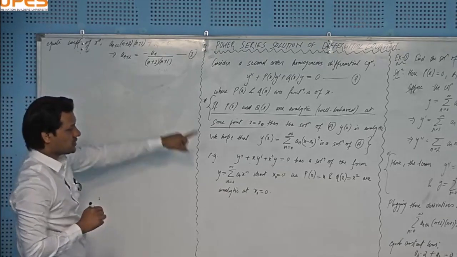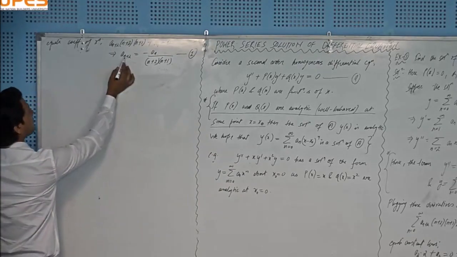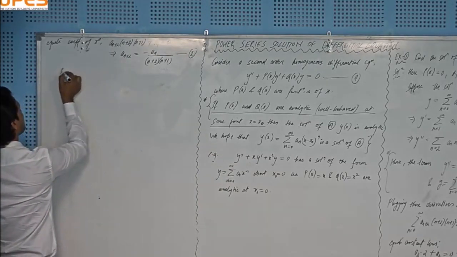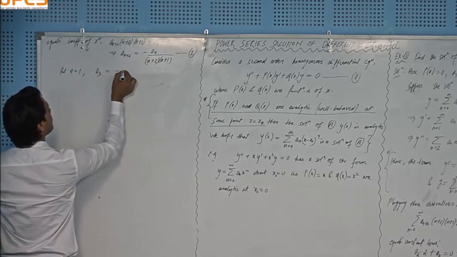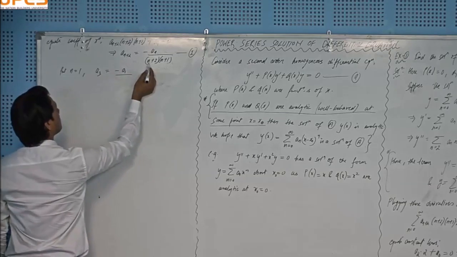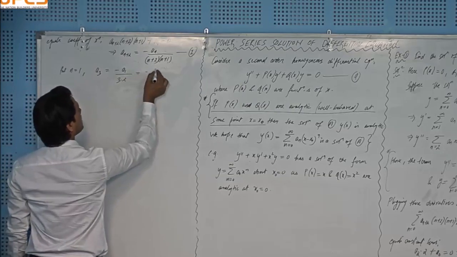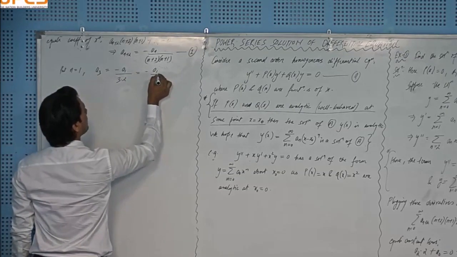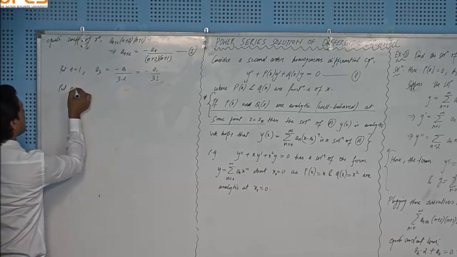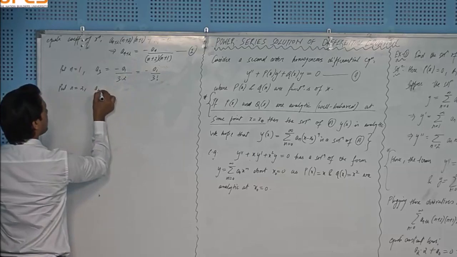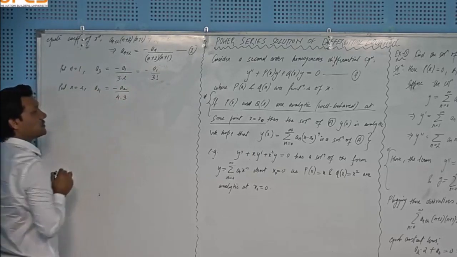Now, what I will do, I have obtained A2, right? So I should obtain A3 from here, put n equal to 1. If I put n equal to 1 here, I will get A3 equal to minus A1 over 3 into 2, that is, minus A1 over 3 factorial, if I am not wrong, right? And put n equal to 2 in this, I will get A4 is equal to minus A2 over 4 times 3, right?